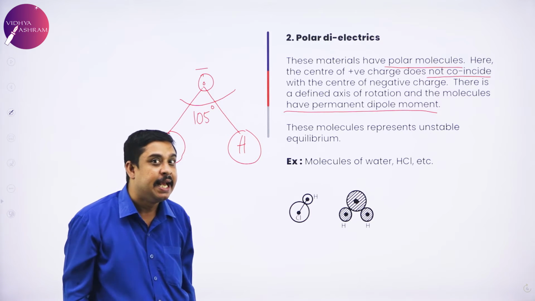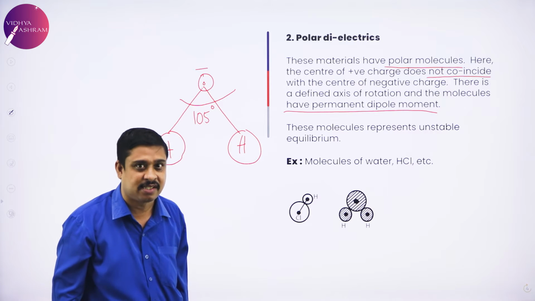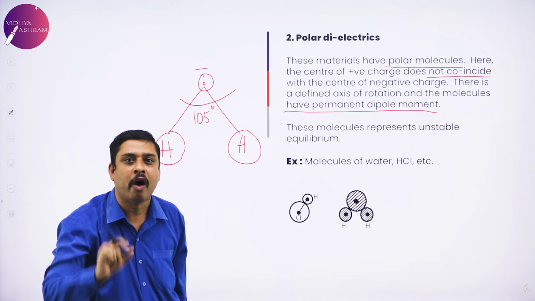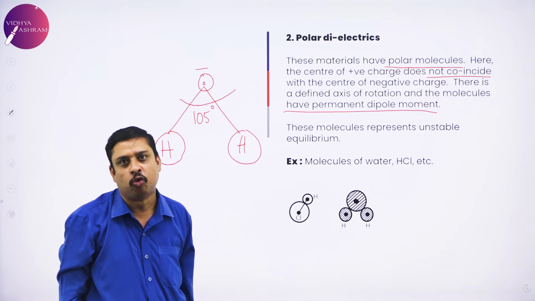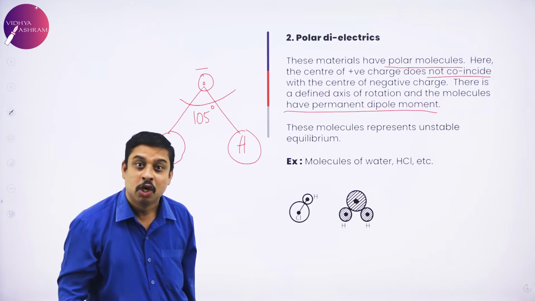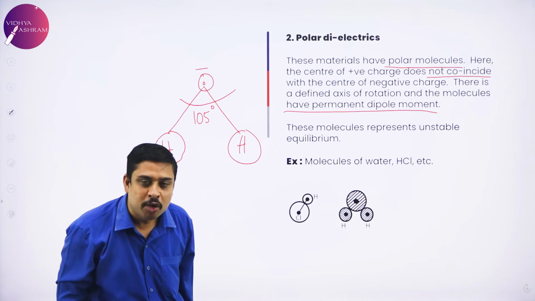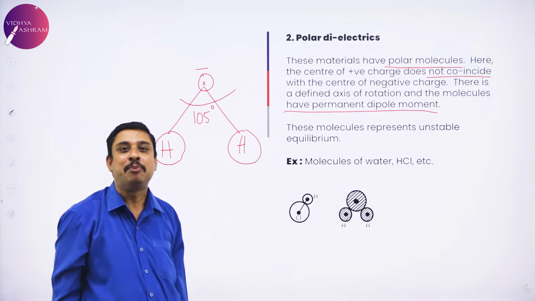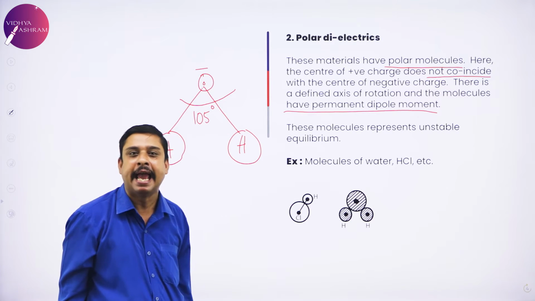So keep in mind, in the exam there may be a question on difference. Differentiate between a polar molecule and a non-polar molecule for 2 marks. Definition, next coincidence, then dipole moment, examples. These are the 4 key points you will have to reflect in the exam.